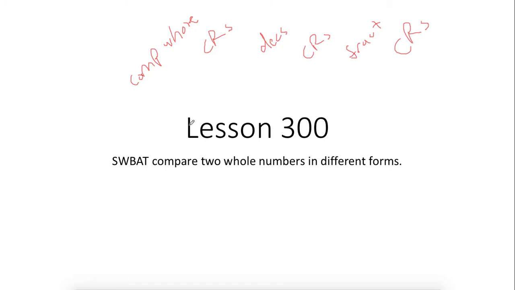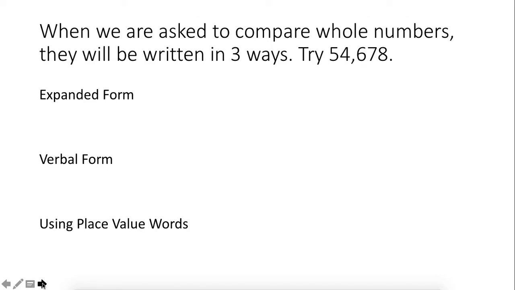And then for every single one of these, there's some sense of, okay, there's a way I'm going to simplify this for you, or there's a tip I'm going to offer you that seems like something we've taken for granted and is causing you trouble. So when we're asked to compare whole numbers, they will be written in 3 ways. Let's try 54,678. And you're going to quickly review how you write these. So in expanded form, let them tell you it's written like this.